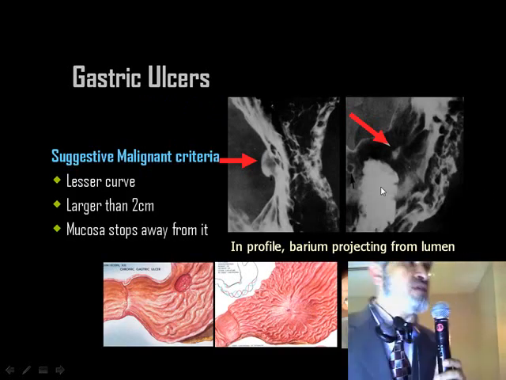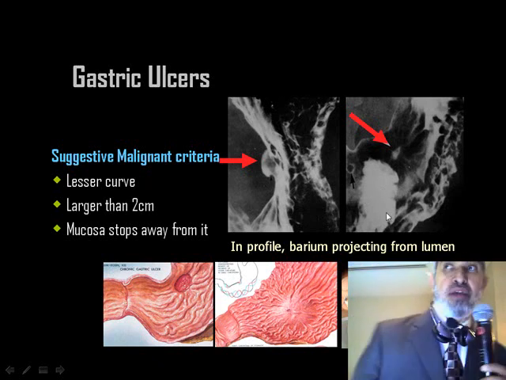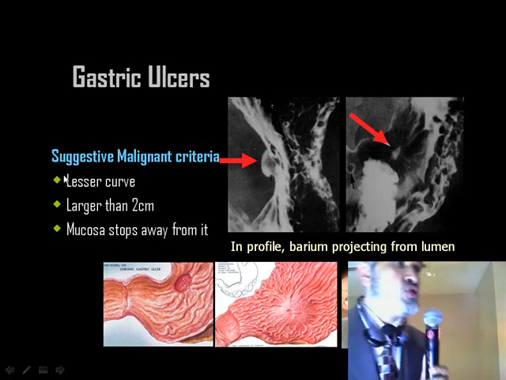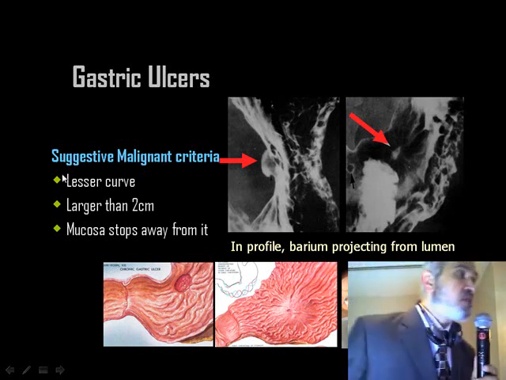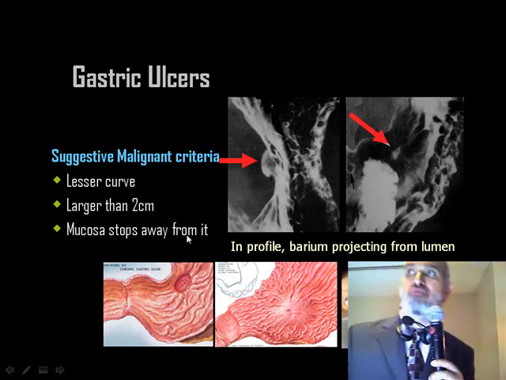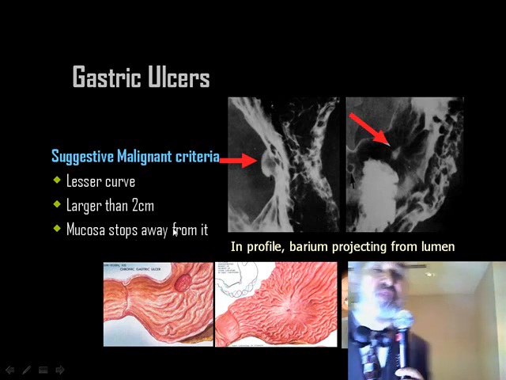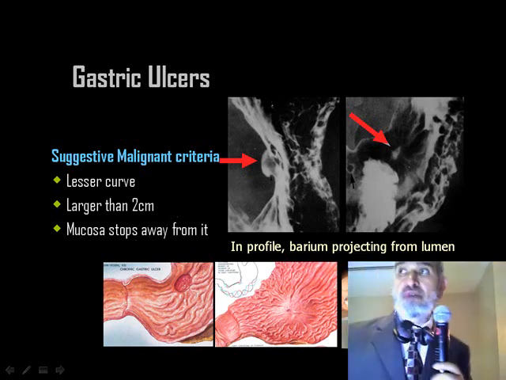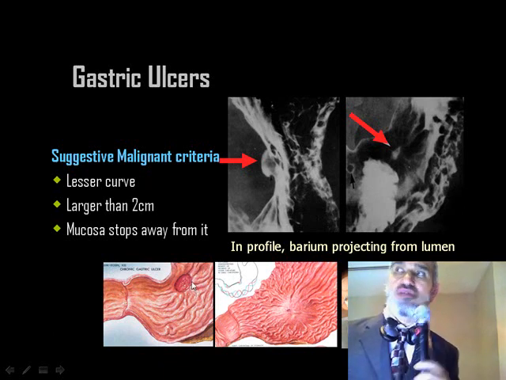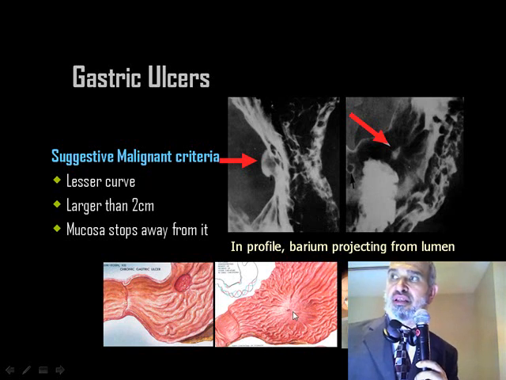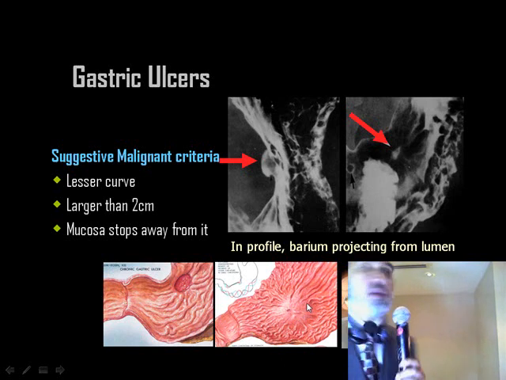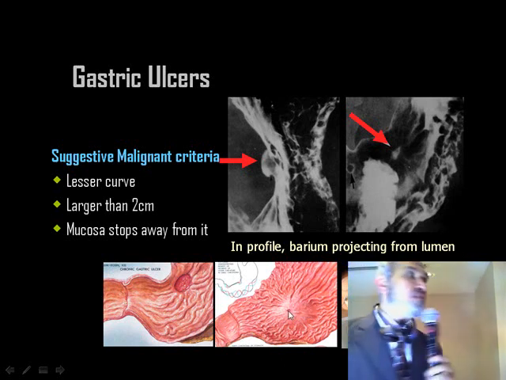Considering gastric ulcers, they may be benign or may be malignant. But the criteria for a malignant ulcer are: the malignant ulcer is usually present in the lesser curve, it is usually larger than 2 cm in diameter, and if you look at the mucosa, you find the mucosa stops away from the ulcer edge. Look here at the benign ulcer, these are the mucosal folds reaching the edge of the ulcer. But this ulcer is a malignant one, and look, the mucosa stops away from the edge of the ulcer because all this distance is infiltrated by the tumor.